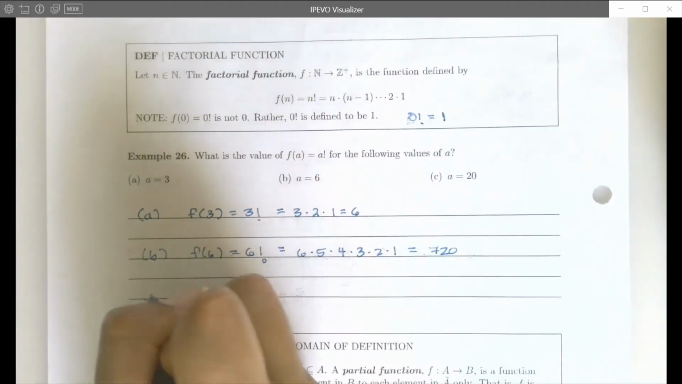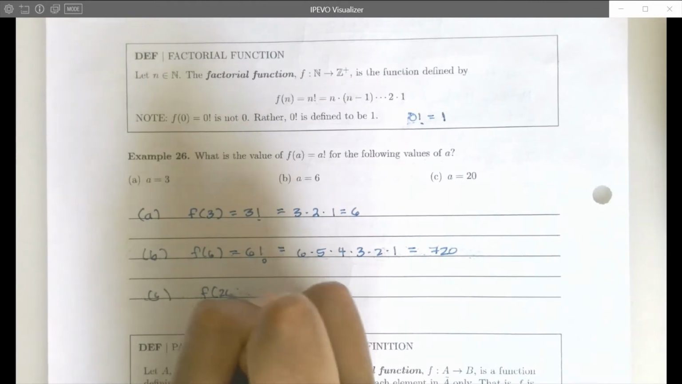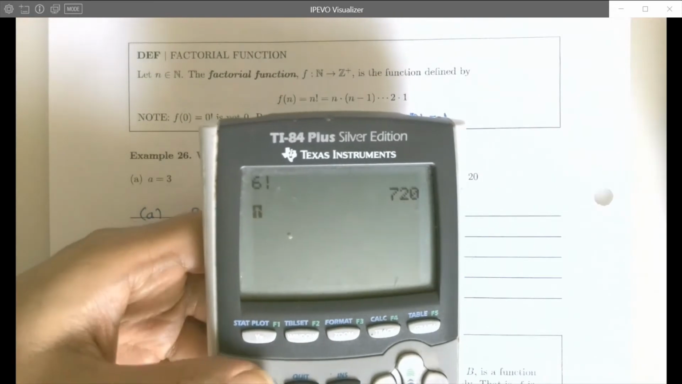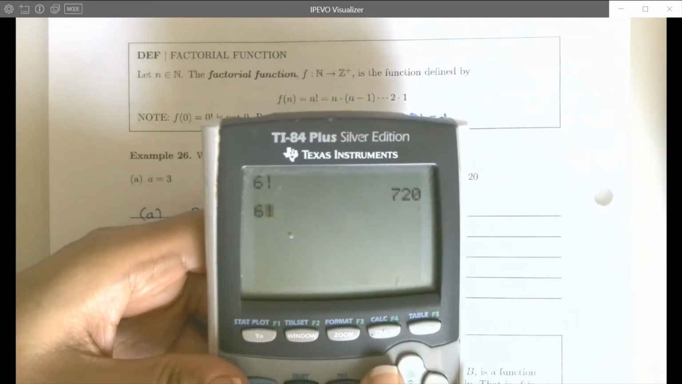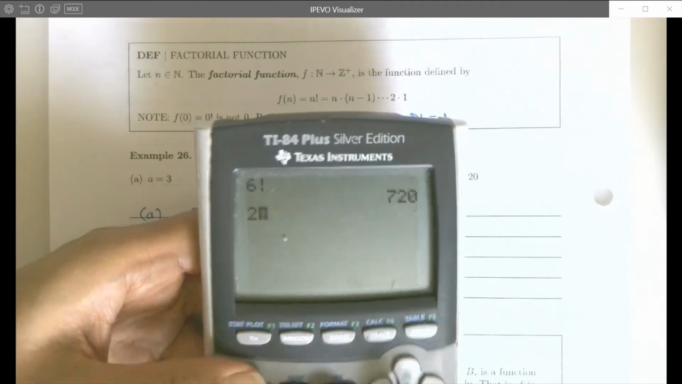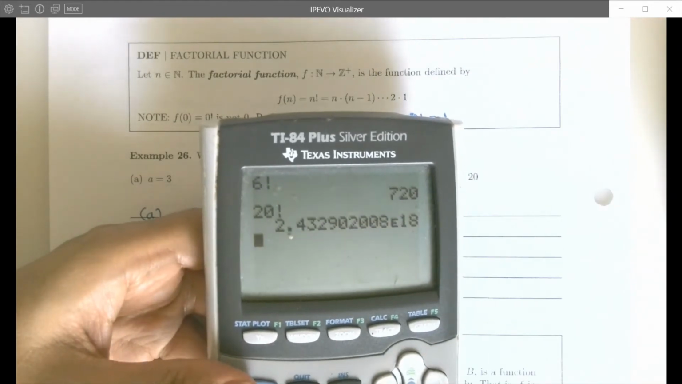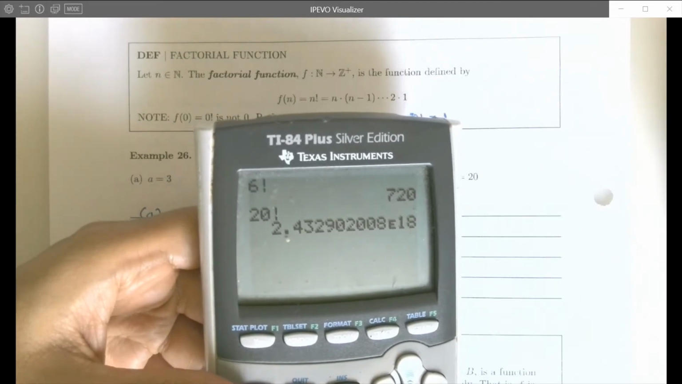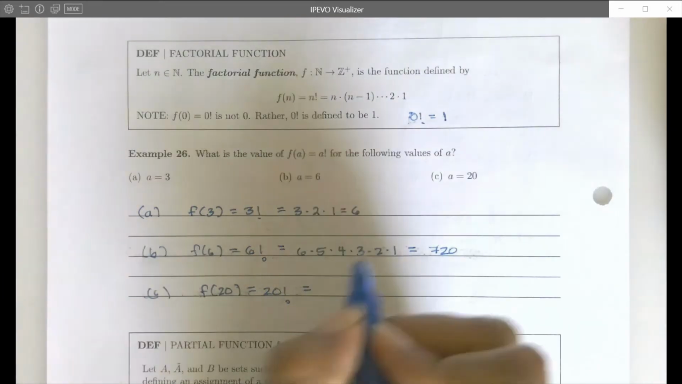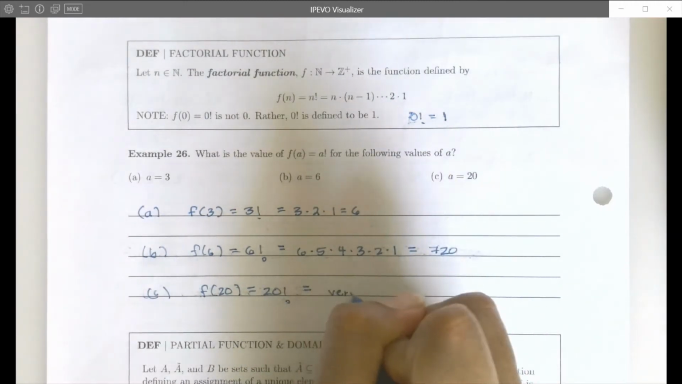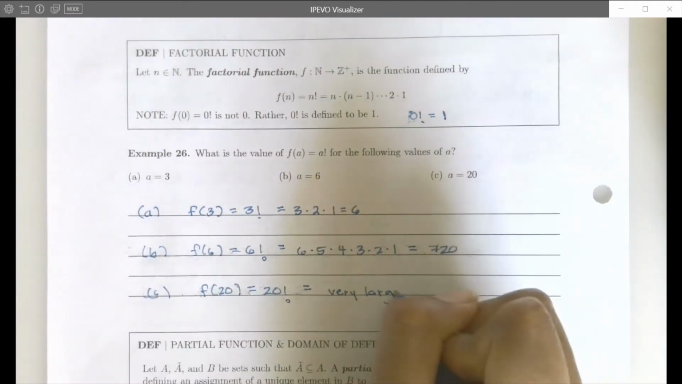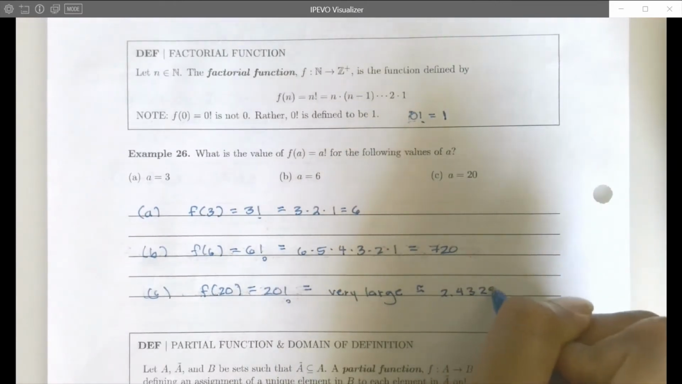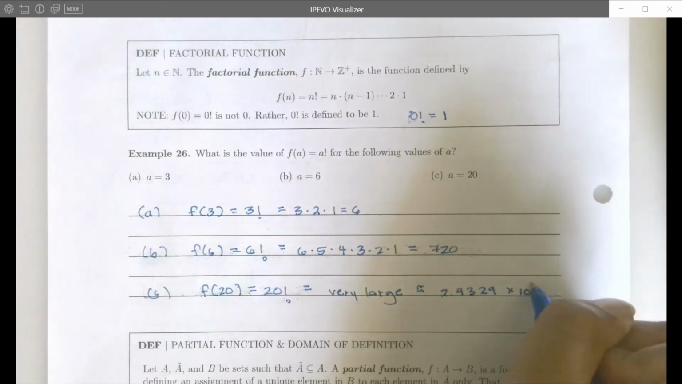And then for part C, we have to calculate f of 20, which is 20 factorial. Again, in this case, I'm just going to repeat the operation, but I'm going to replace 6 with 20, and that's actually a very large number. We've got 2.43 times 10 to the 18. So I'll just write, this is actually very large. It's approximately 2.4329 times 10 to the 18.